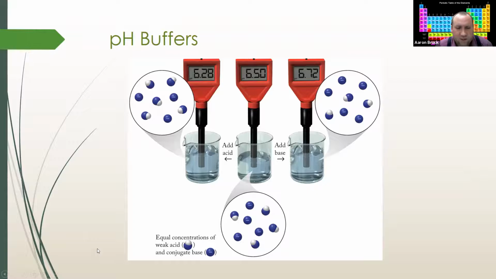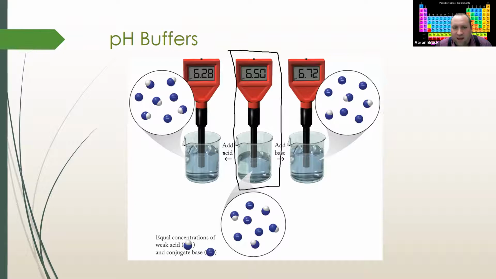So here is a pictorial example of buffers. What we can see in this example is that our middle panel is the buffered solution. In this buffered solution, we have equal concentrations of the weak acid, shown here in blue and white, and its conjugate base, the blue negative ion here. And what's interesting is that right now the pH is set at about 6.5.